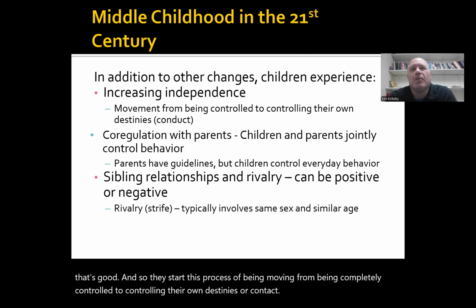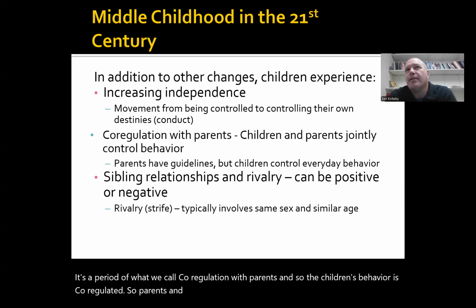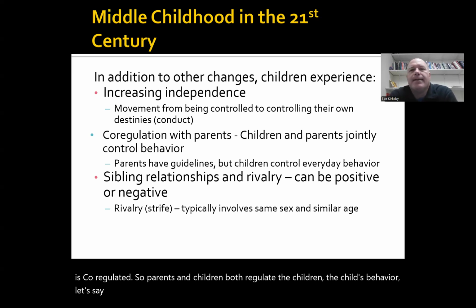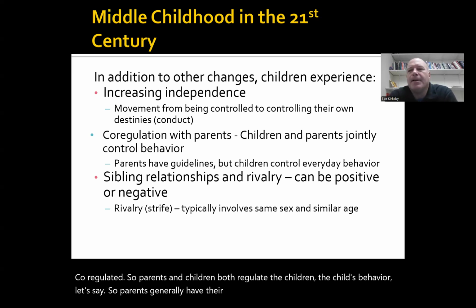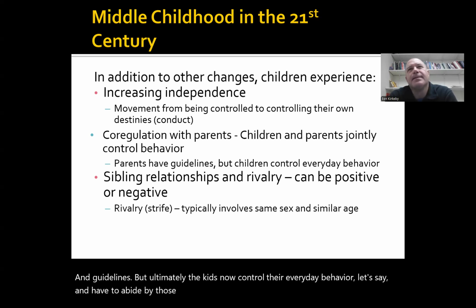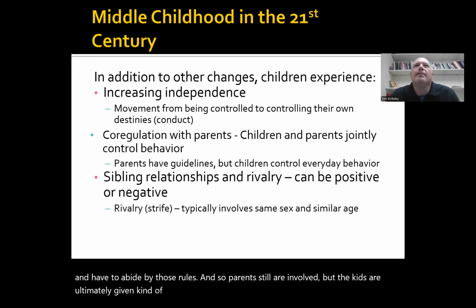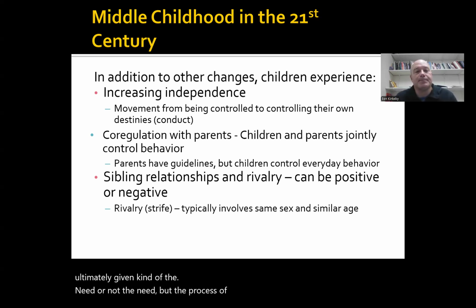It's a period of what we call co-regulation with parents, and so the children's behavior is co-regulated. So parents and children both regulate the child's behavior. Parents generally have the rules and guidelines, but ultimately the kids now control their everyday behavior, and have to abide by those rules. And so parents still are involved, but the kids are ultimately given the process of having to control their own behavior.